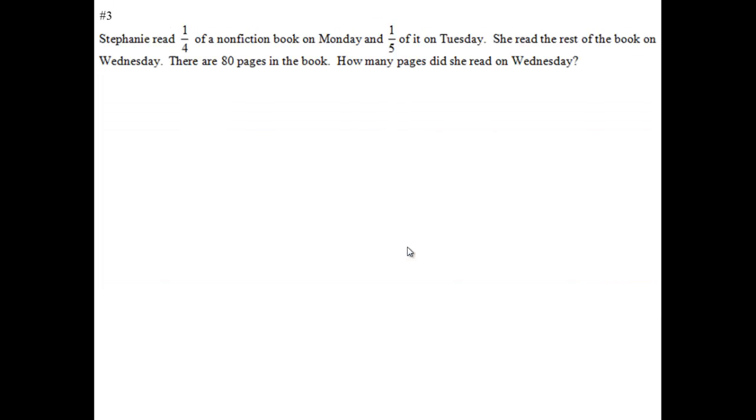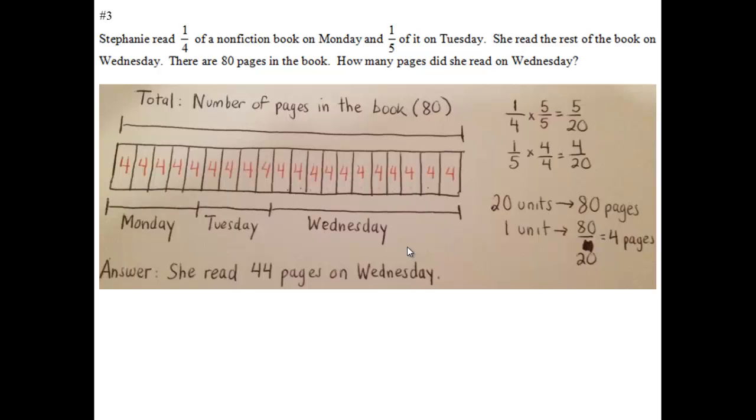Number 3. All right, 2 fractions in this problem about reading a nonfiction book. She read some of it on Monday, some of it on Tuesday, and the rest on Wednesday. It told you how many pages were in the book. Here's what I got. My total, in this case, I did know it. It told me there were 80 pages in the book. I had to make the fractions speak the same language. I had to make a lot of units, 20 in fact, because that was the language I needed them to speak. I labeled each unit, and I found out that she read 44 pages on Wednesday. Sorry for the blunder there.